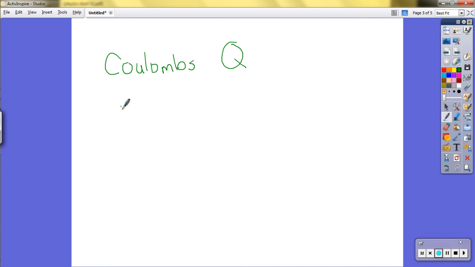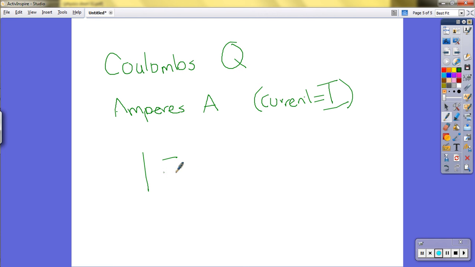Alright? Now, current is a word, but it is measured in amperes. Oops, my mic is falling. Amperes, and amps, but the symbol for current is actually an I. Alright, so current equals capital I. Anyway, my formula for current is I equals Q over T. And what that is telling me is how many electrons are walking past a certain point in my circuit in 1 second. So current is related to the flow of charge.